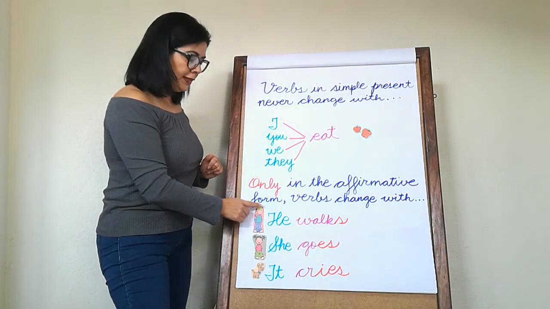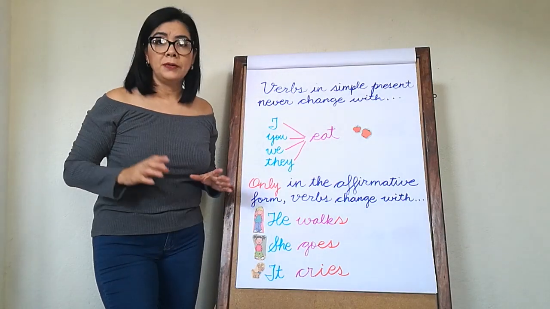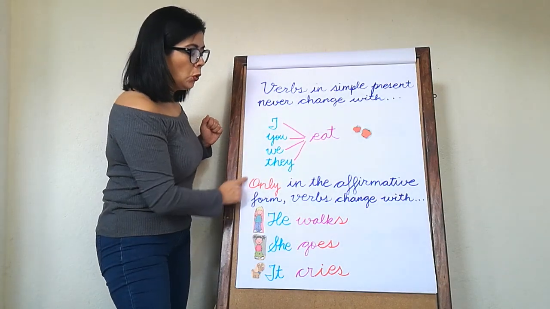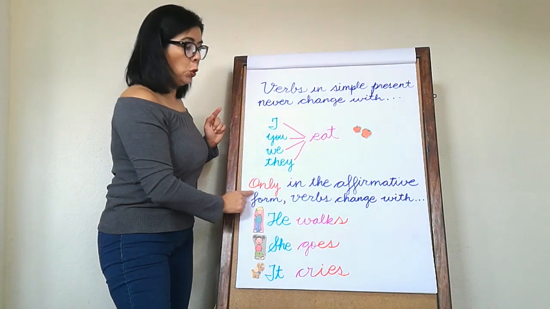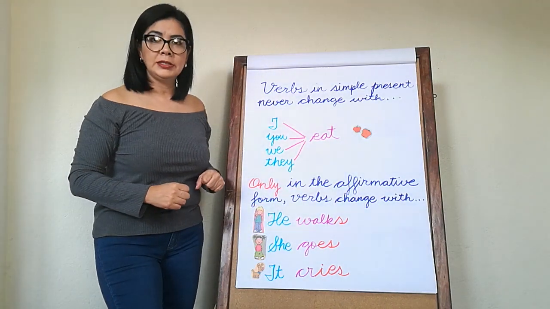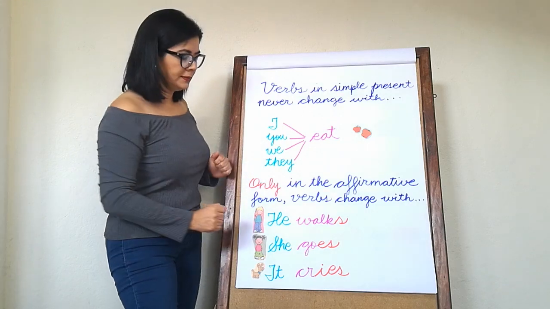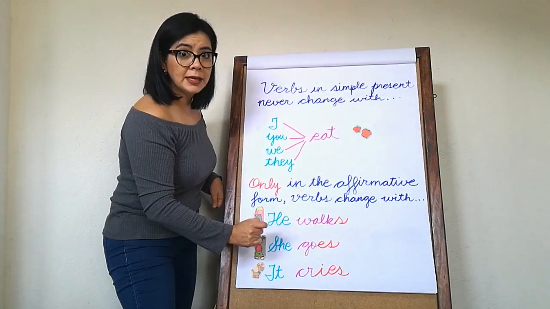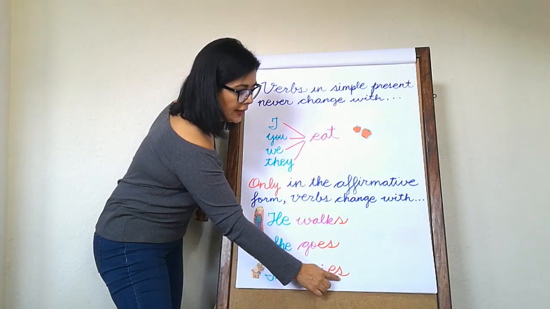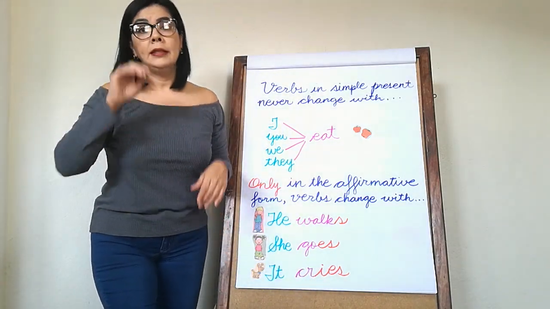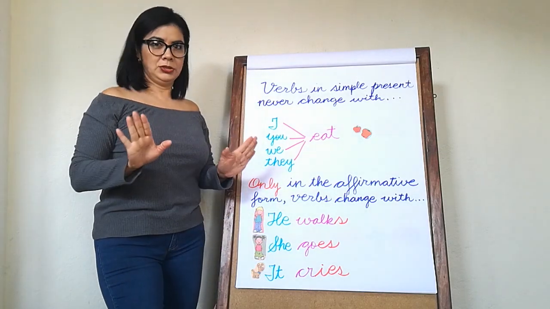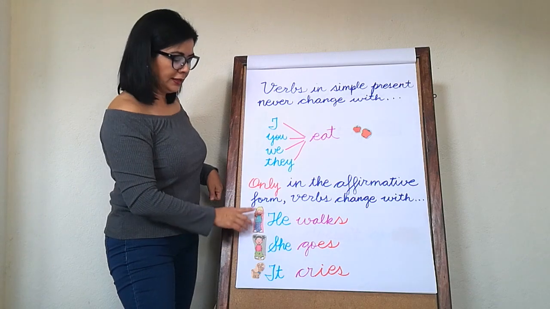When we're using he, she, it, our verbs in the simple present are going to change. They change only, check it out, only in the affirmative form. And they can change adding some letters. Sometimes they need an S, sometimes they need ES, and sometimes IES. But don't worry about that. In my next video, we're going to learn how to make these changes, okay? Don't worry. Now, look at this.